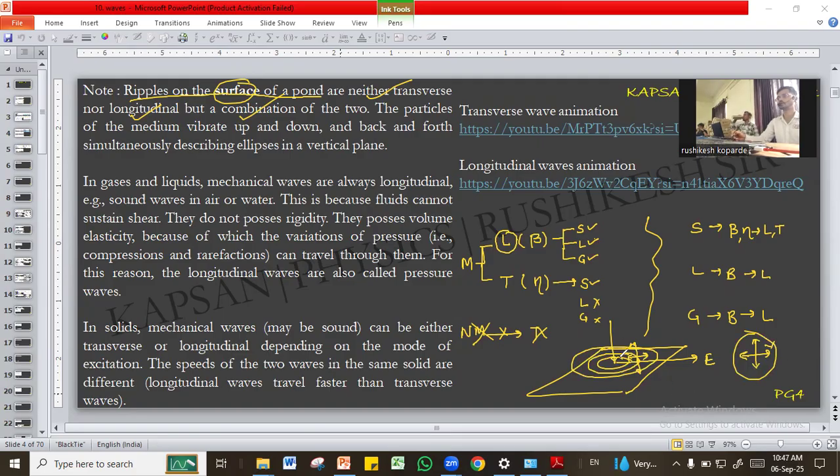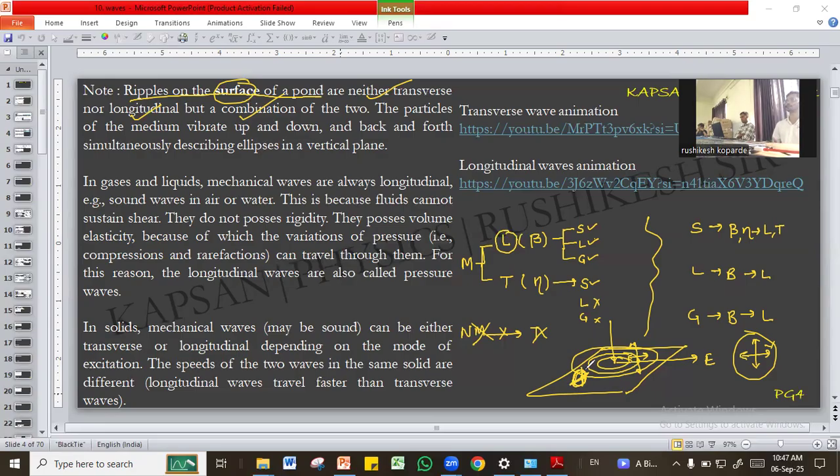So if you throw a stone in the pond, there will be ripples, and on the surface of the pond, if you place a small object, you will observe that the object is not moving up and down. The object is not moving forward, backward. The object is actually circulating like this in the vertical plane. It is not moving up and down, so it is not a transverse wave. It is not moving forward, backward, parallel to the surface. It is performing elliptical motion. So it is a combination of both.